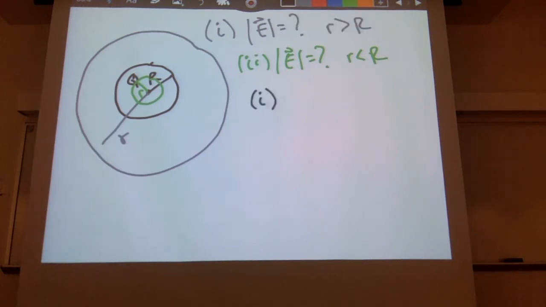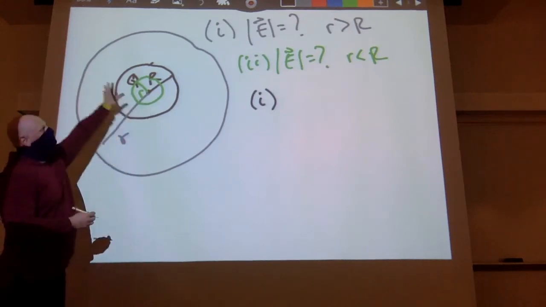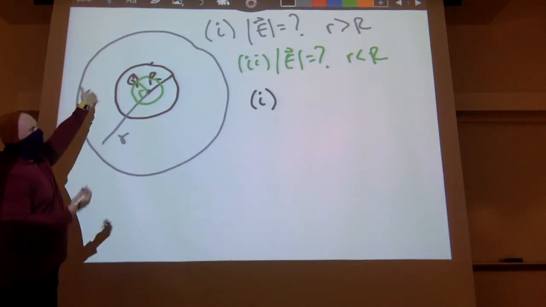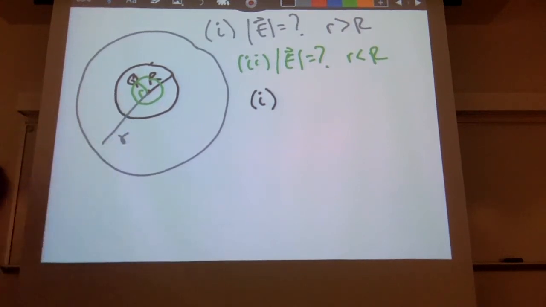Let's do the first part first. So we're looking for the electric field outside of the sphere. Again, the sphere has spherical symmetry to it, which means the best Gaussian surface to choose is the sphere which I drew. So that means Gauss's law becomes the integral of the electric field dotted with the differential area is then equal to the total charge enclosed divided by epsilon naught.